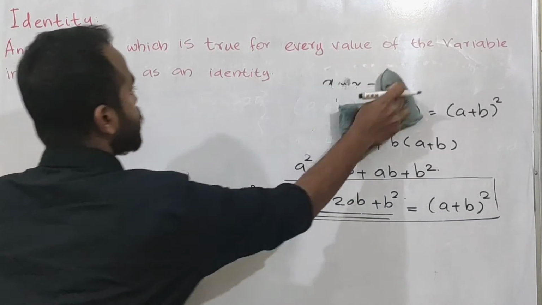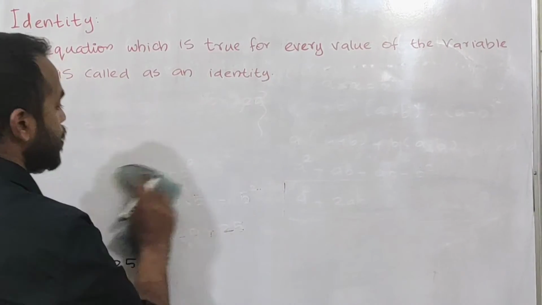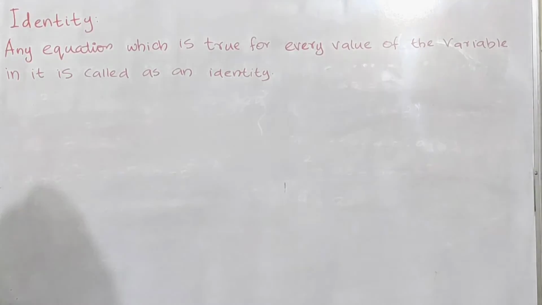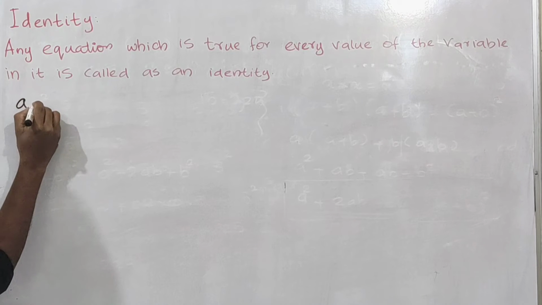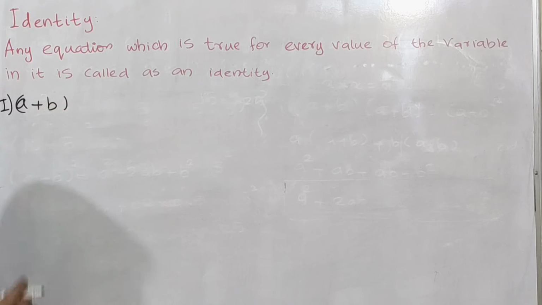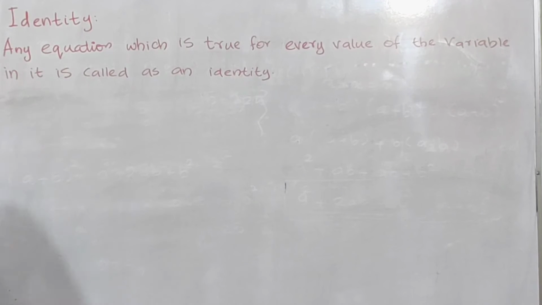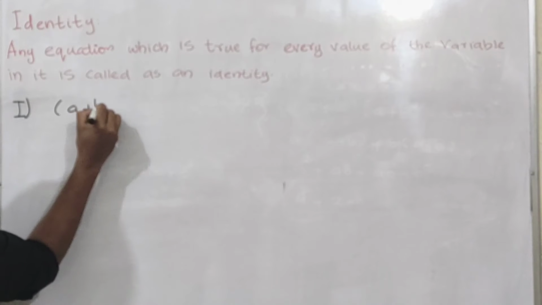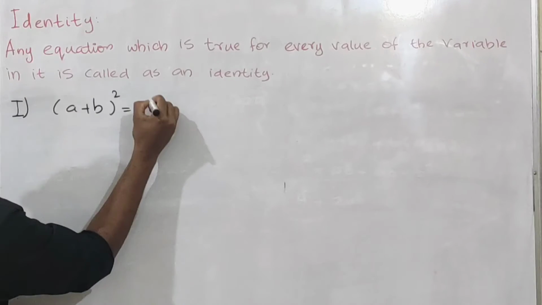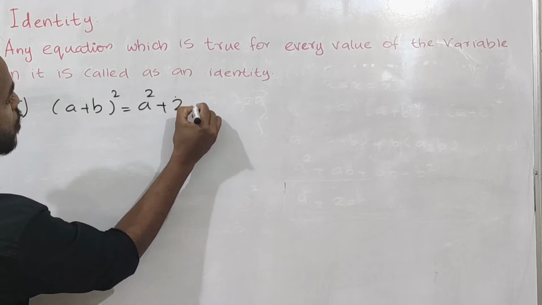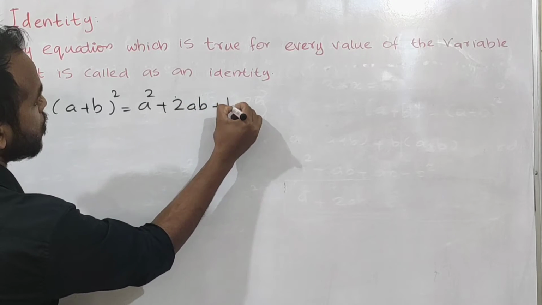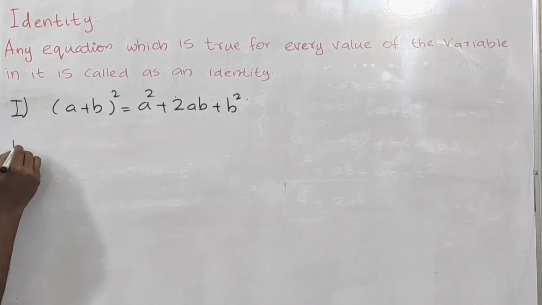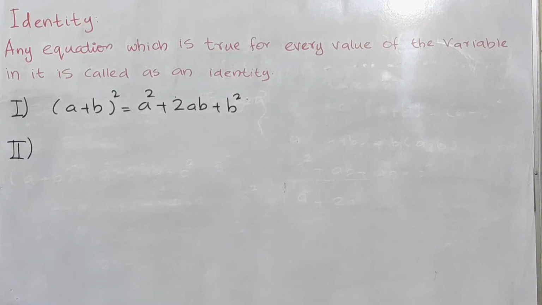I'll write it again, the identity. Please remember the identity. And we have seen how the identity is proved. The first identity, identity number 1, says (a + b) the whole square is equal to a square plus 2ab plus b square. Now let's see the second identity.